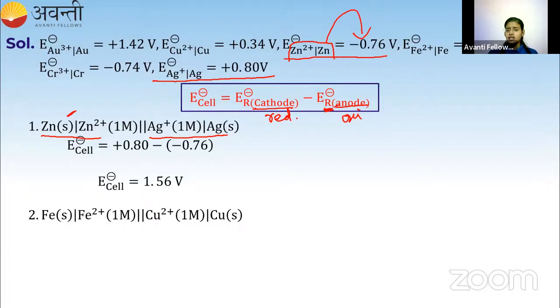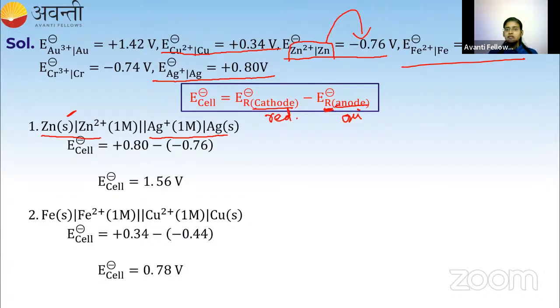Okay, fine. Now coming to the next subdivision. Iron is getting oxidized and copper is getting reduced. So what we have to do? Reduction occurs at the cathode, no? So copper is getting reduced here, and the copper couple E naught value is given in the question, which is 0.34, minus. And what about the anode? Anode is Fe2 plus Fe. Its reduction potential value is also given here, minus of minus 0.44, and that will give 0.78. Very good. Now coming to the third reaction.